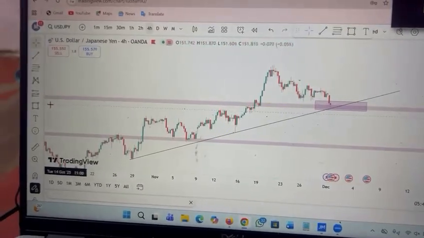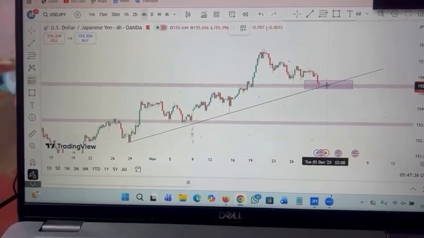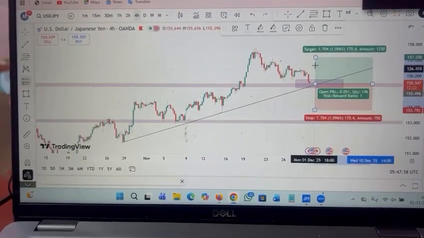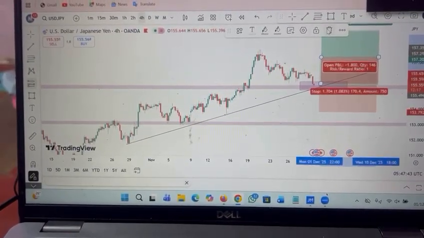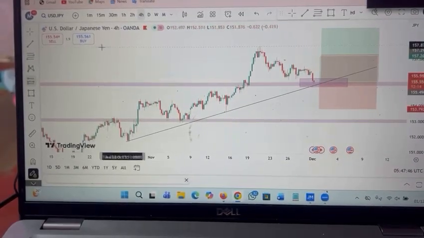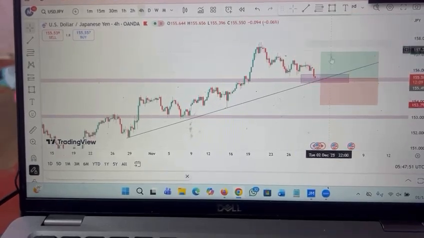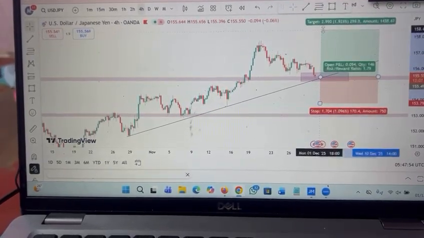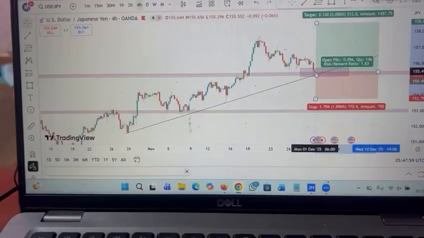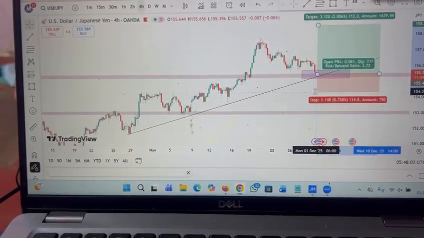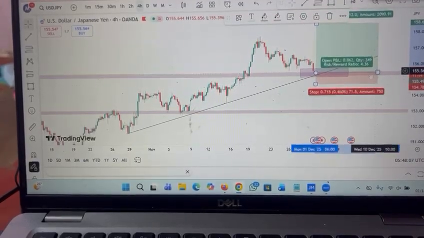So you can just take a trade. If I pull it up here, you can go for a long here. Okay, you can target a long here from this zone. Then you make sure you keep your risks very small.